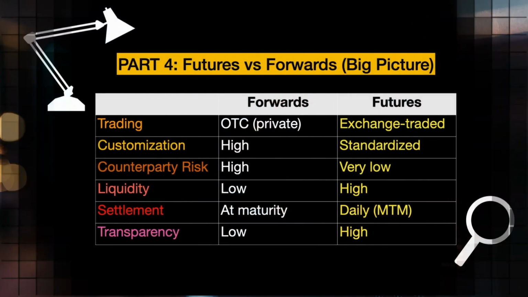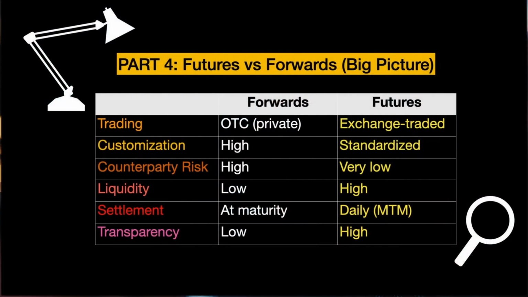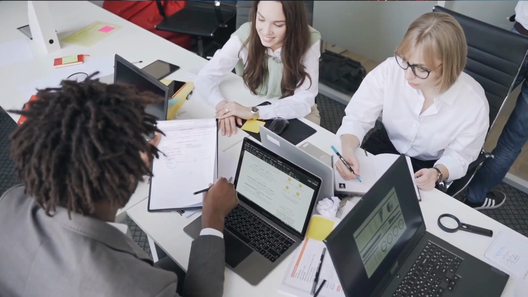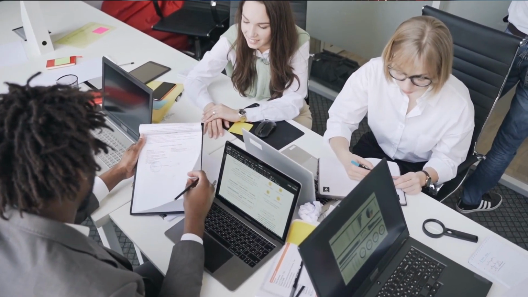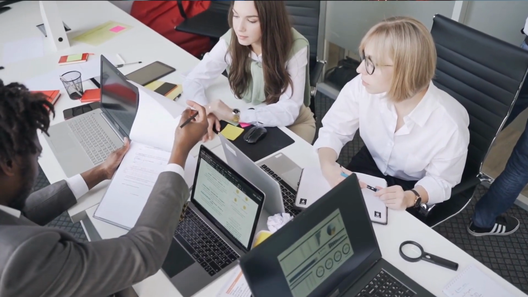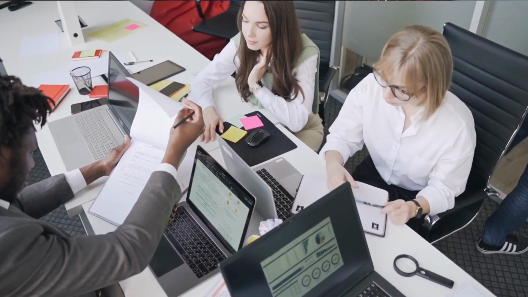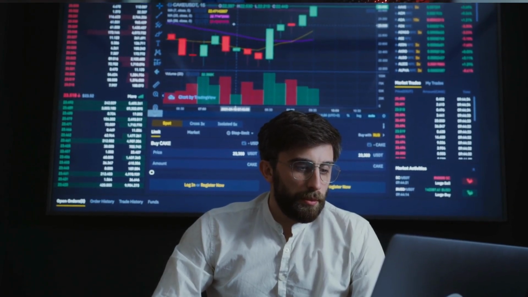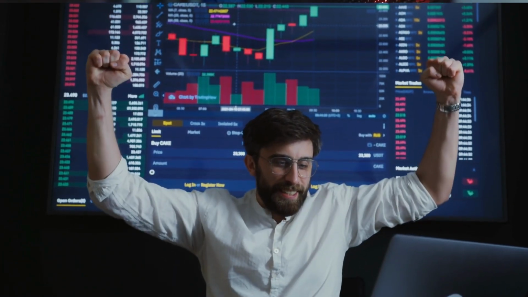This is a summary of the futures versus forwards, and this is the big picture. Now, why does this matter in real life? Well, futures make hedging practical and scalable. Without futures, risk management will be slower, riskier, and less efficient. And because of how futures are engineered in practice, it can be used as an excellent means for speculation and for investment management purposes as well.